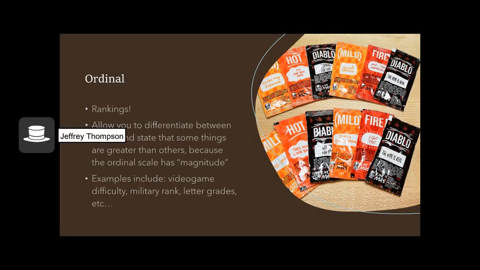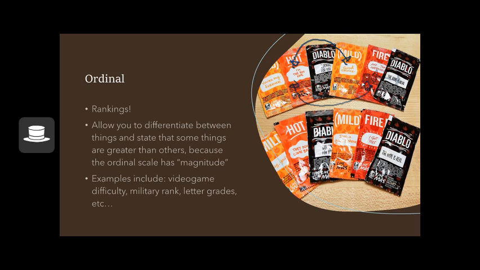Then we have ordinal. Ordinal is a ranking scale. An easy way to think of this is like spiciness, right? So mild is less spicy than hot, which is less spicy than fire, which is less spicy than Diablo, right? The difference between fire and Diablo isn't necessarily the same as the difference between hot and fire. It's also not necessarily the same as the difference between hot and mild, right?